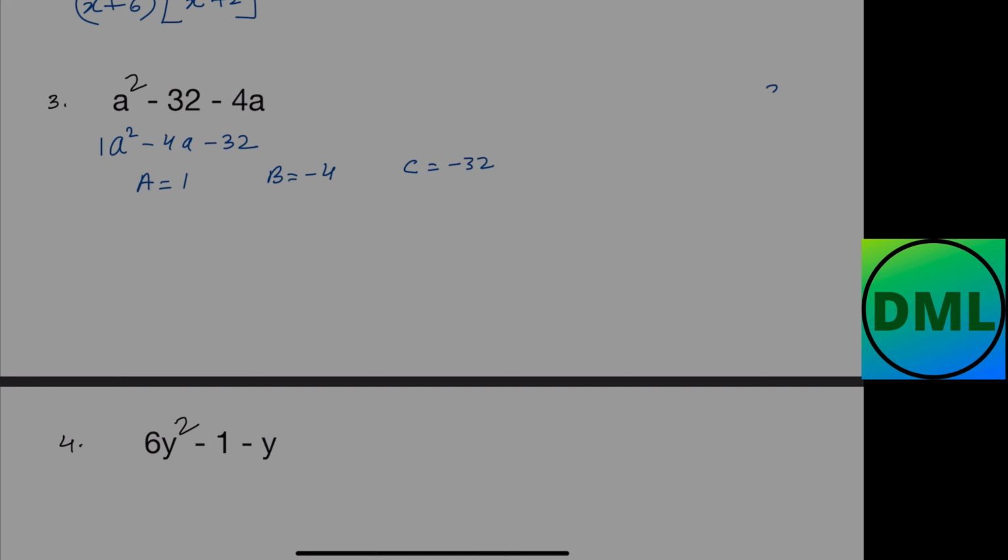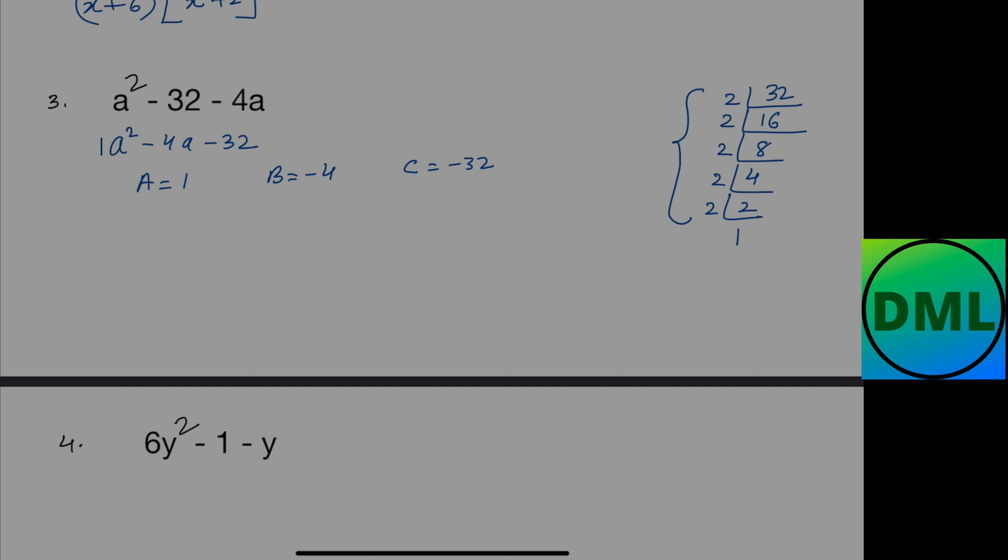Let's factorize it. 32 is an even number, divisible by 2. 32 divided by 2 is 16. 16 is divisible by 2, the answer is 8. 8 is divisible by 2, the answer is 4. 4 is divisible by 2, the answer is 2. And 2 is divisible by 2, the answer is 1. I need to use all the factors. I need to multiply them in such a way that after adding or subtracting, I should get my term 4.